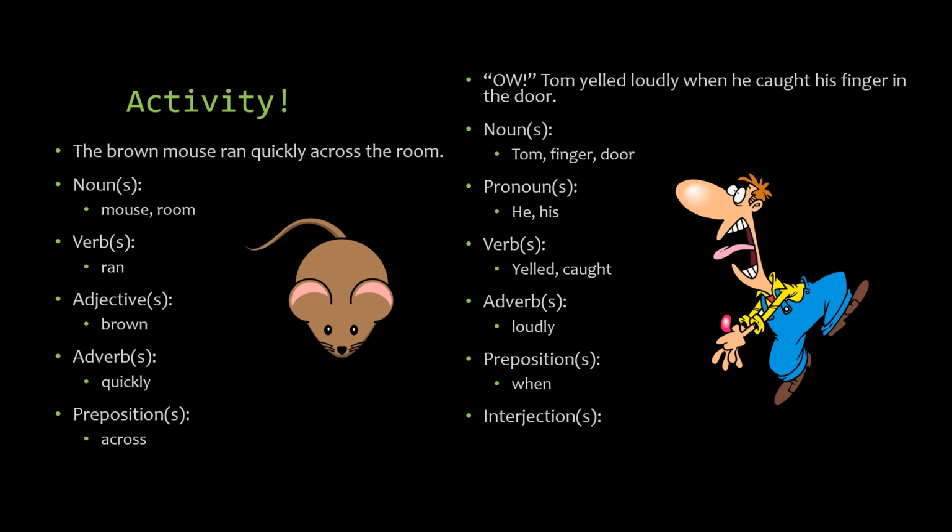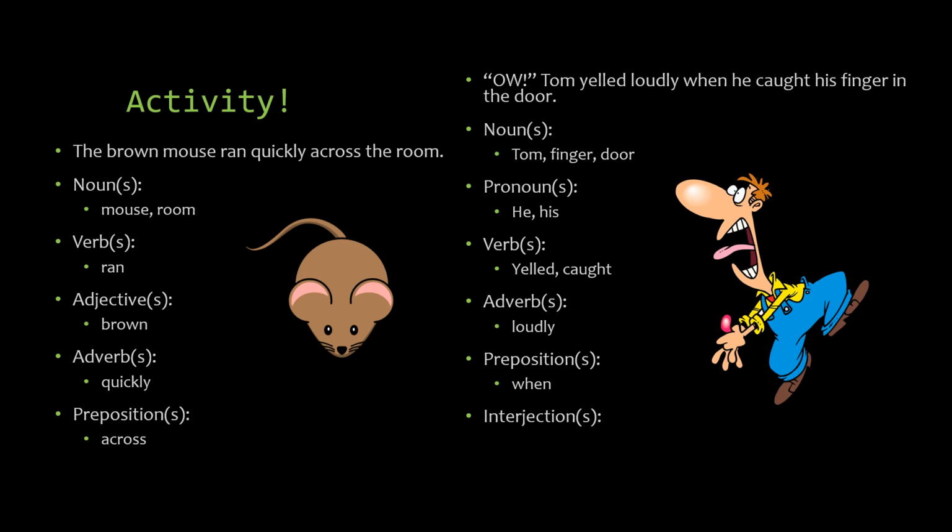The preposition we have here, we actually have two. There's a second one I forgot to add. The preposition when can be used to describe the time that this happens. He yelled loudly when he caught his finger. And the word in, a word used to describe the location where he caught his finger.